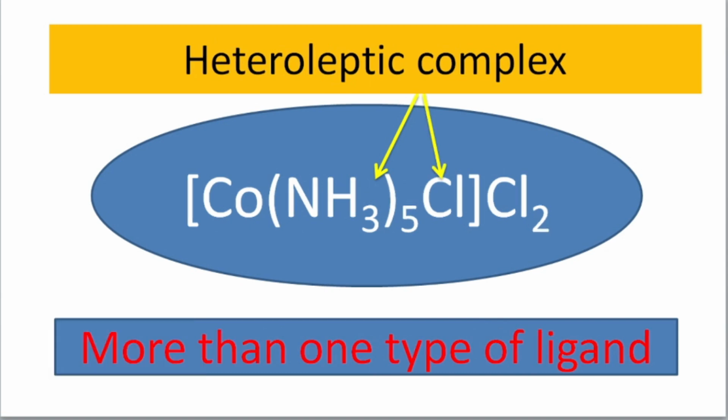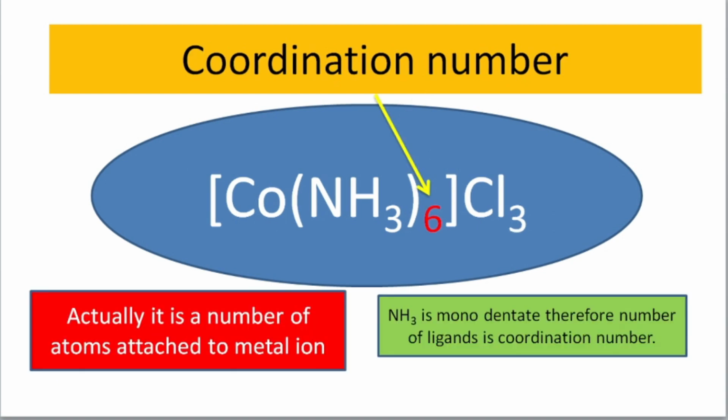Similarly, you will understand where more than one kind of ligands do exist, then such complexes are called heteroleptic complexes. In this complex Co(NH3)5Cl2, 5 ammonia and 1 chloride. These are the ligands. So ammonia is one kind of ligand, chloride is the other kind of ligand. More than one type of ligands are there. Therefore, what is the name of this complex? Heteroleptic complex.